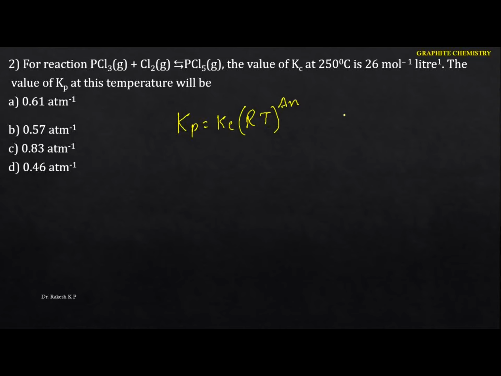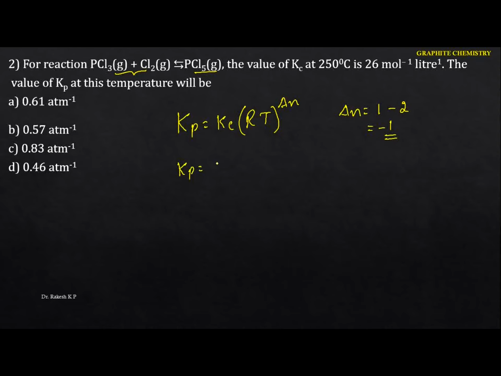So what you have to calculate is delta n. How to calculate delta n? The number of gaseous products minus the gaseous reactants. The gaseous product is 1 and the reactants are 2, hence delta n equals 1. Now substitute the value here.